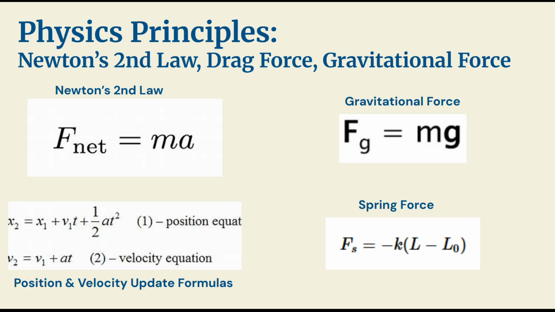Newton's second law states that mass times acceleration is equal to force. We use this calculated force when updating our position and velocity in our computational model. The force is calculated by adding the gravitational force and the spring force, where the gravitational force is found by multiplying mass by the gravitational constant, which is equal to 9.8. Spring force is calculated by multiplying the spring coefficient times the change in length of the spring.